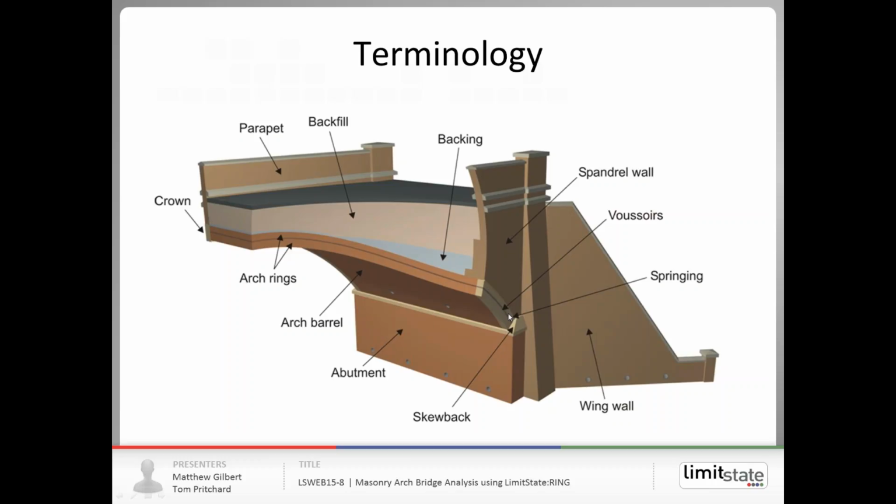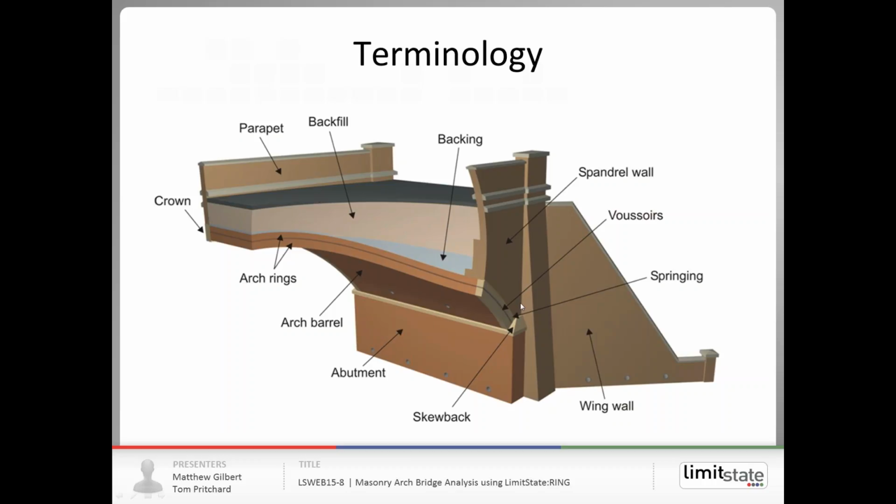So the key thing is that we have a masonry arch which is comprised of voussoirs. In the case of a stone bridge, those would simply be a single ring of voussoirs. In the case of a brickwork arch barrel, we may have multiple rings of bricks forming that. We then, above that, may have backing material, which may be concrete or masonry. And then on top of that, we have backfill, giving us a level road surface.